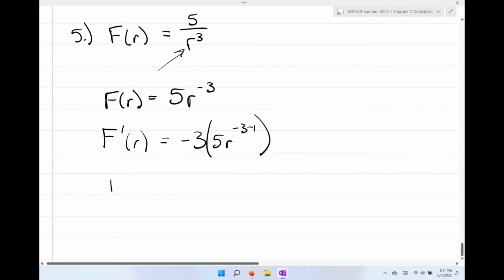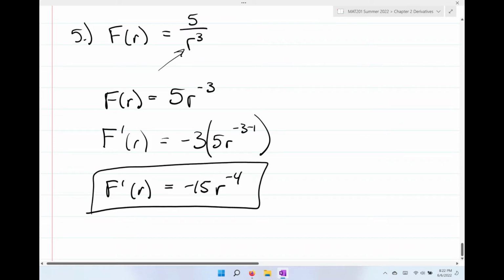So f prime of r is going to equal -15 r to the -4. Make sure you are very, very careful with this. Make sure you are subtracting 1 from the exponent. Don't write -2. It's -4. A lot of people will make that mistake. So make sure you are being careful. Make sure you're writing this stuff out sometimes until you get really good with this. Then you can quickly find all your derivatives real fast.